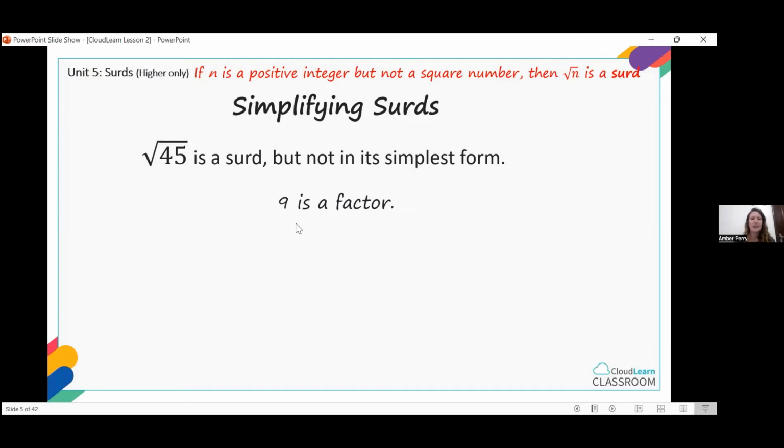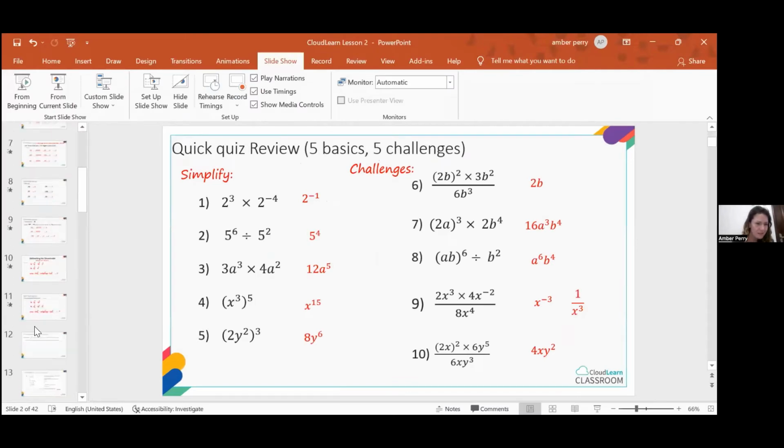So because we know that it's got a square number that is a factor, we can break 45 down into those 2 numbers. The square root of 45 is exactly the same as the square root of 9 times the square root of 5 there. I'm very sorry, because 9 times 5 is the, oh, I've lost it.